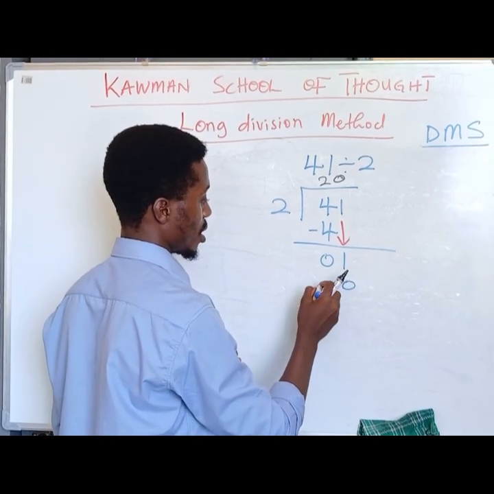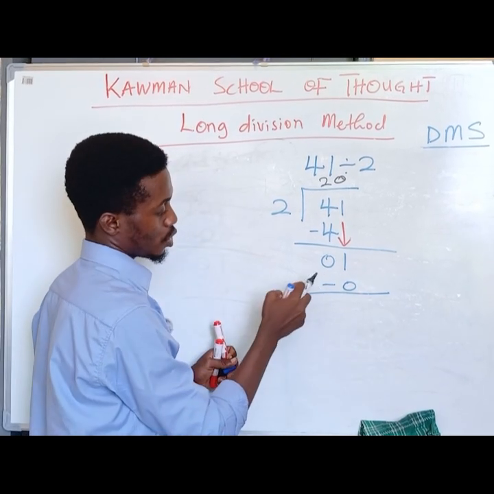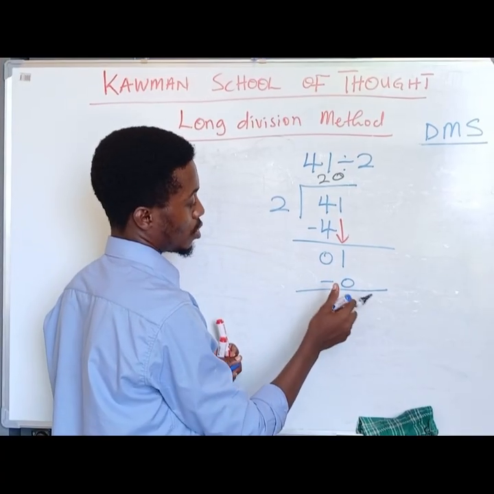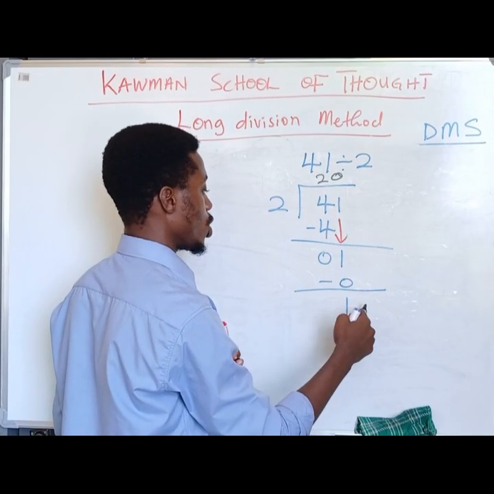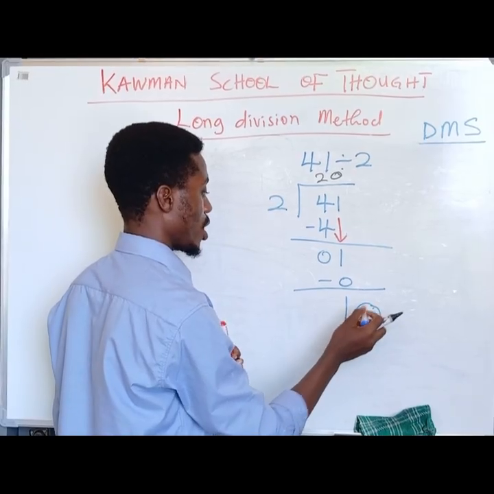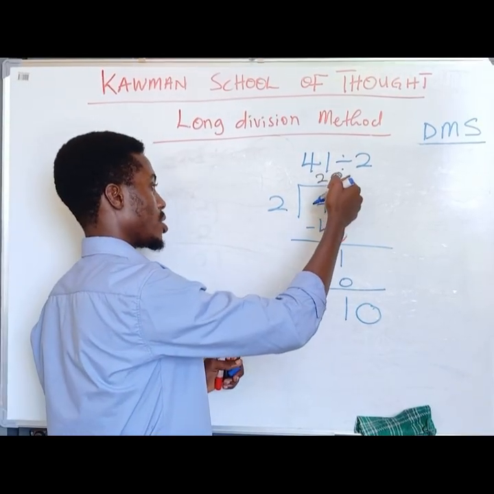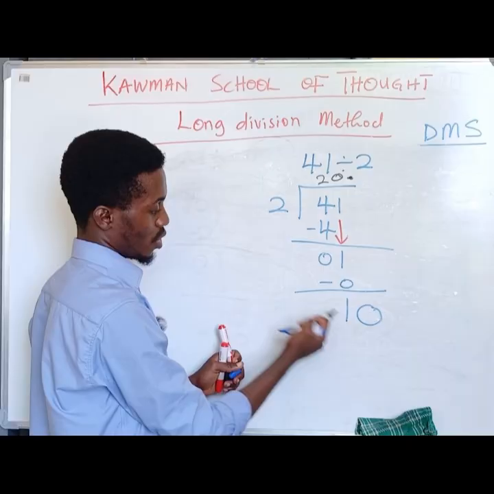Then what do we do next? We subtract. So 1 minus 0 is 1. So this is the remainder because there's no other number again. So we add what to it? We add 0, and we indicate it by a point here. Have you seen it? So we have 10 now.